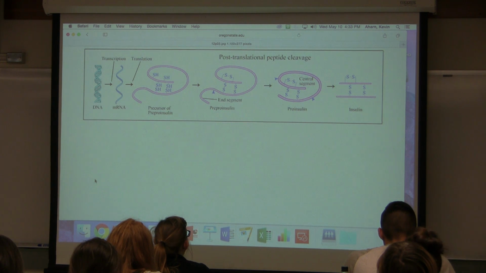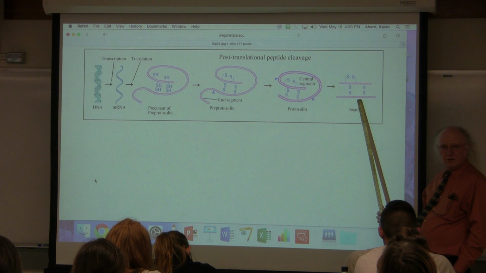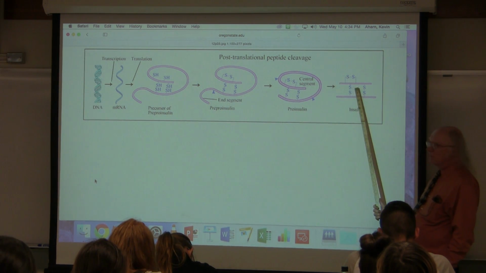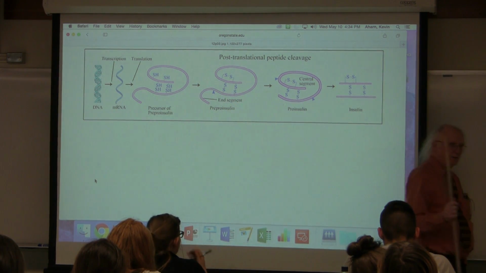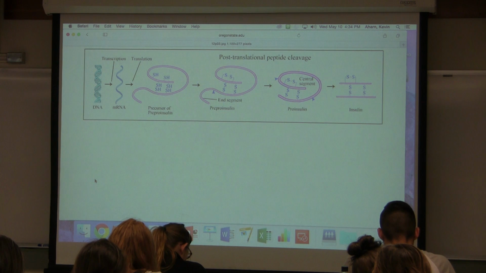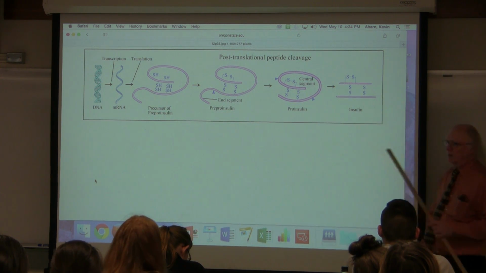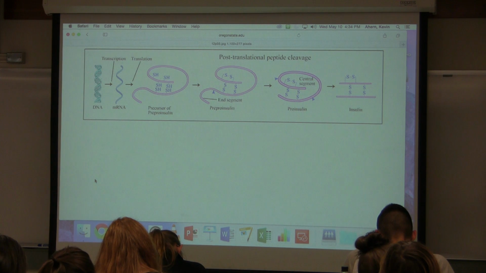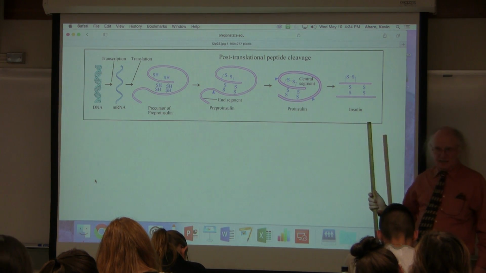Now, this is a real good example of covalent modification of a protein that's necessary for the protein to function. This will function as insulin. This will not. We'll talk later in class about what insulin does and the significance of insulin. But this is a prime example of a post-translational modification. It's called post-translational because it's happening after the process of translation. After the protein has been made, it gets modified.